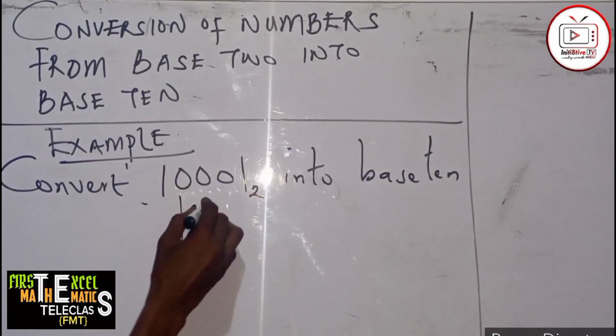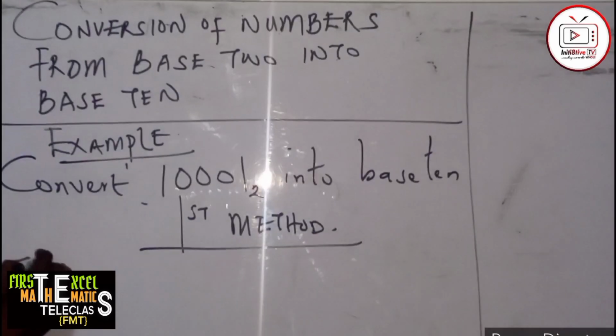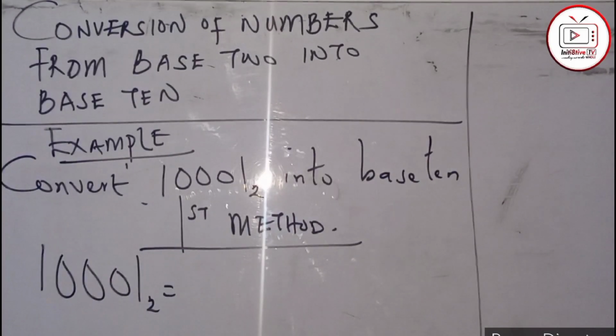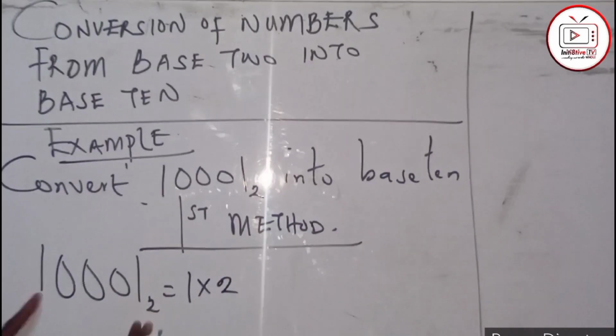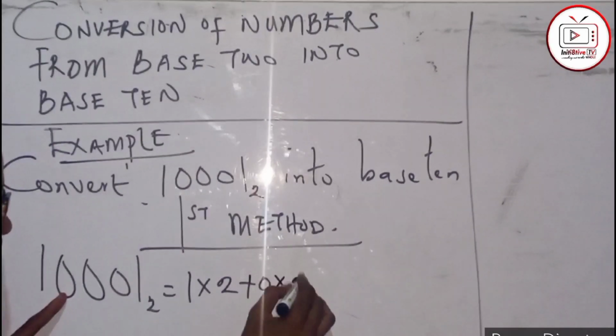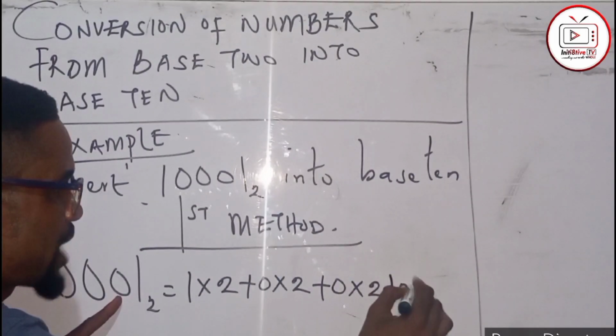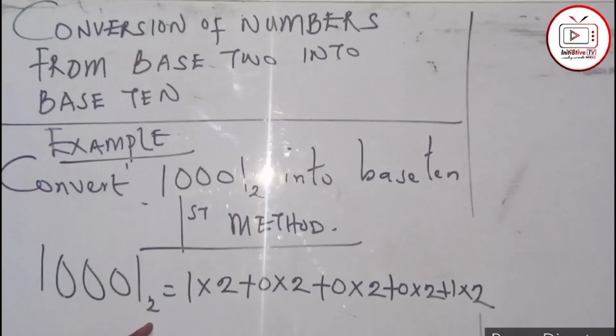Alright, this is my first method. We are told to convert this. So I have 1, 0, 0, 0, 1 base 2. You listen, this is what I'm going to do to solve this question. This is 1 times my base. My base is 2. It's in base 2, and we are converting down to base 10. So I have 1 times my base, which is 2. Next number, plus 0 times my base. Next number, plus 0 times my base. Next number, plus 0 times my base. Next number, plus 1 times my base. This is what we have.